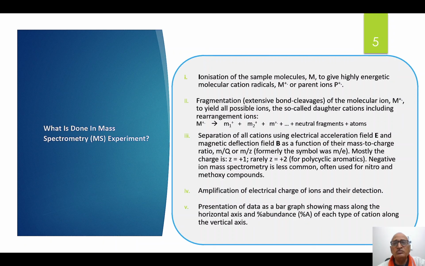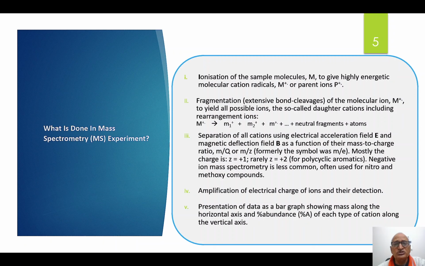Ionization of sample molecule M to give a highly energetic molecular cation radical, also called parent ion, is the first step. The second step is fragmentation, that is extensive bond cleavage of the molecular ion to yield all possible ions. These smaller cations are called daughter cations. Sometimes rearrangement ions are also formed. A typical example is shown here: molecular cation giving daughter cation M2, neutral molecules, atoms, etc.